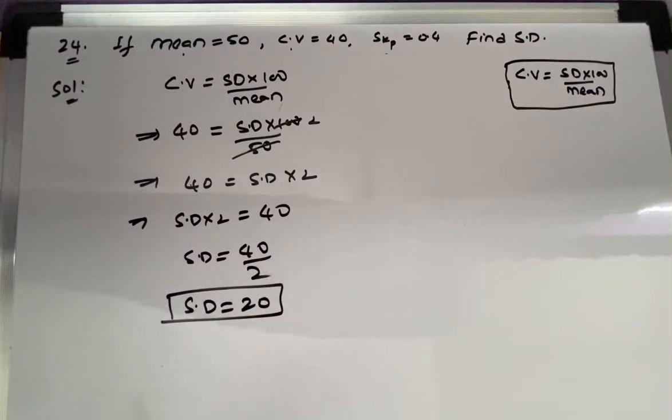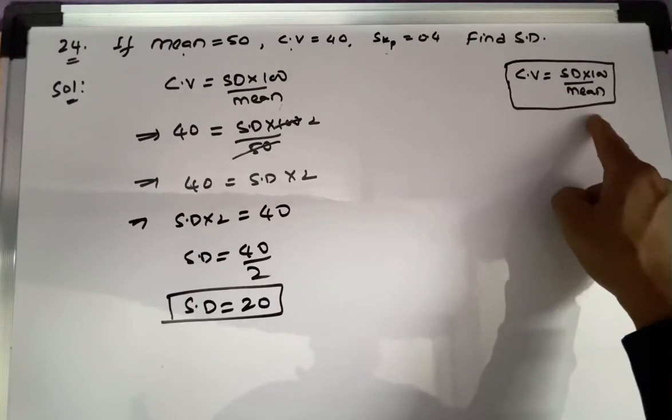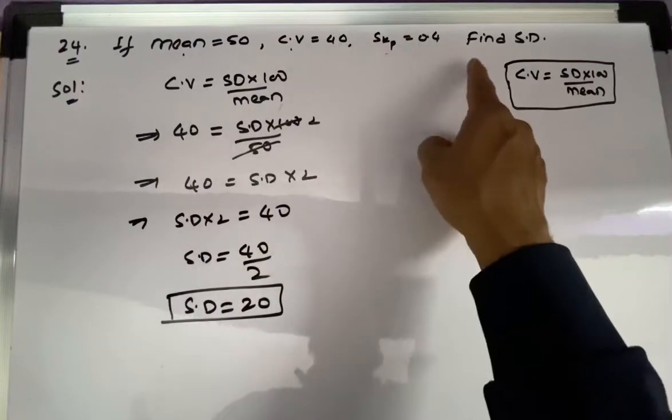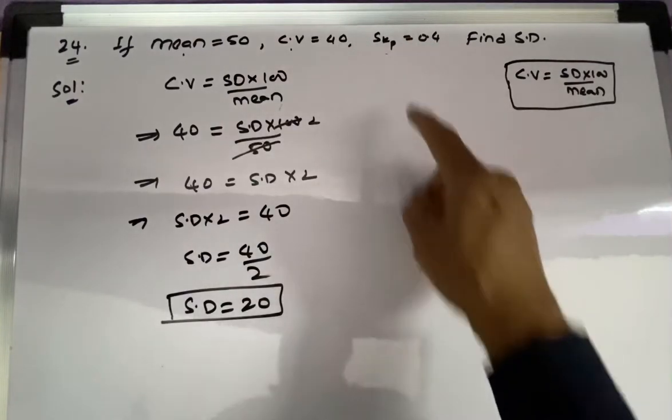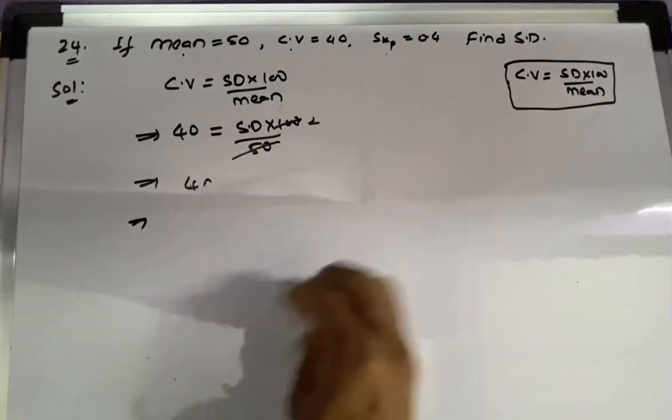From the given information, whatever they were asking us to find, we have to use the relationship. The formula is: coefficient of variance is standard deviation into 100 divided by mean. So we have the mean and coefficient of variance, and we need to find the standard deviation. Extra values are also given to you, so neglect those values, ignore them, and we can find the remaining thing.